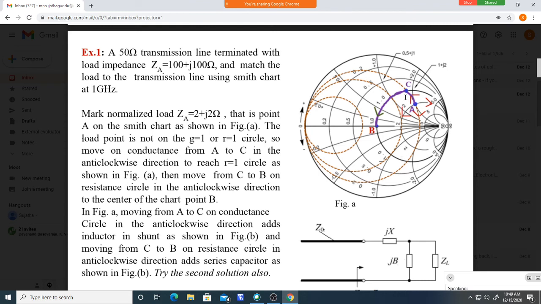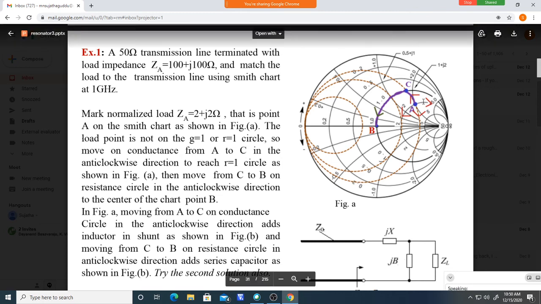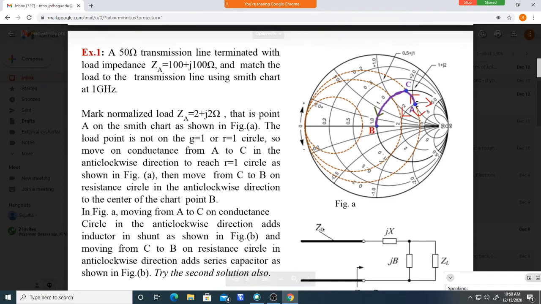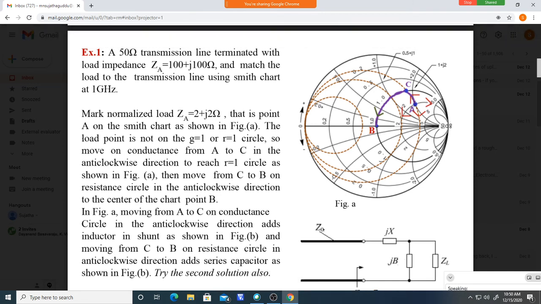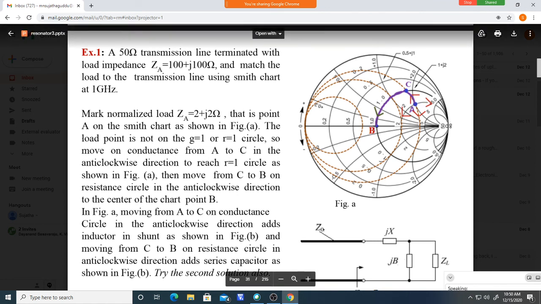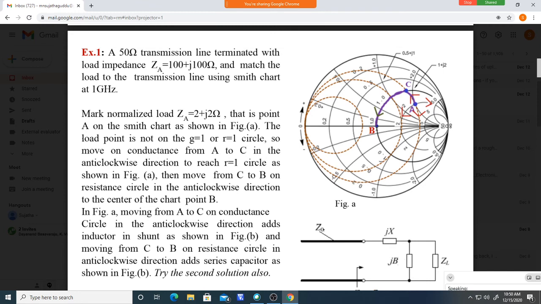Okay, so that is one solution. From here, to get an impedance matching network, we moved on a conductance circle. But now you see the resistance circle is also passing here. See, this is a resistance circle. Can I get an impedance match if I move on the resistance circle? For example, if I move like this, shall I reach this point B? Our intention is to reach this point.